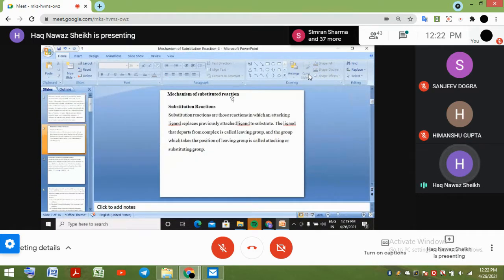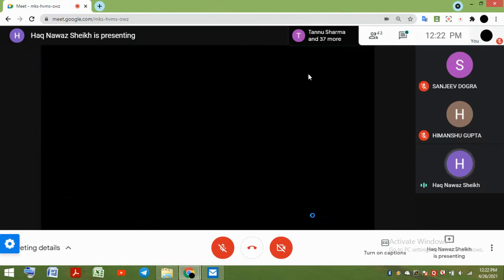So, mechanism of a substitution reaction. Substitution reactions are those reactions in which an attacking ligand replaces a previously attached ligand on the substrate. The ligand that departs from the complex is called the leaving group, and the ligand which takes the position of the leaving group is called the incoming group or substituting group.